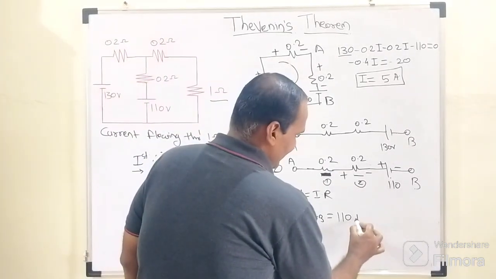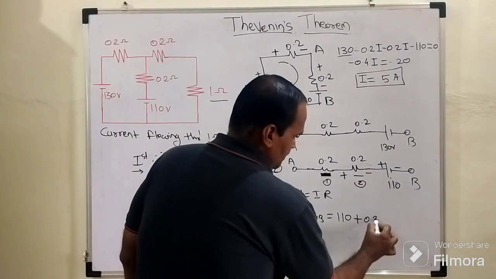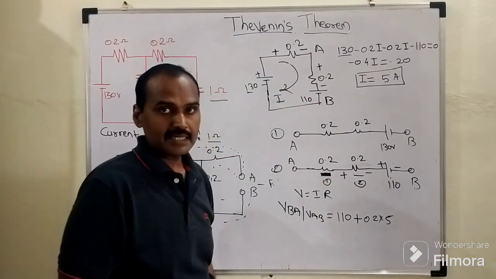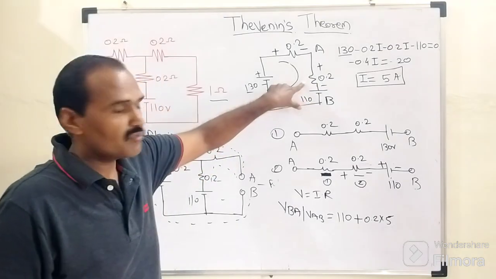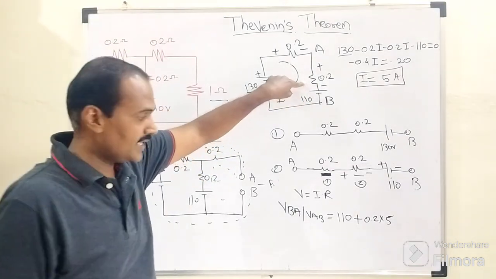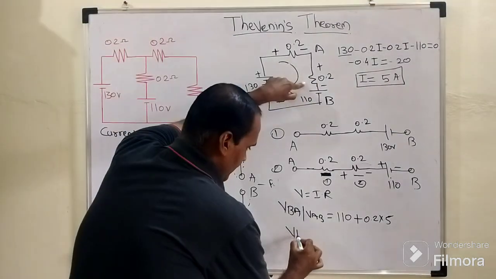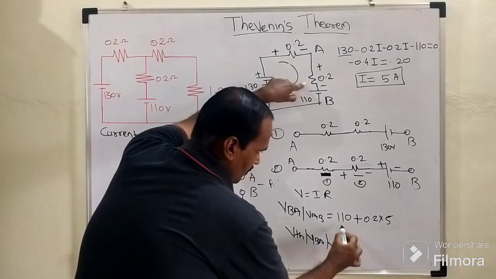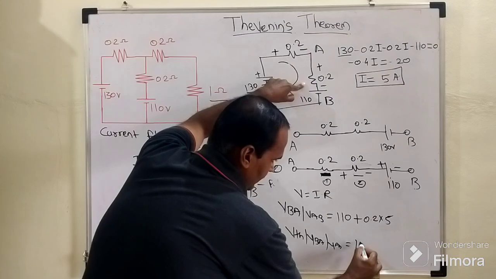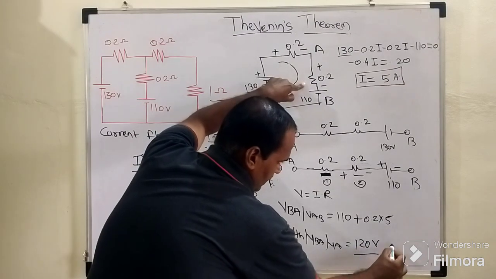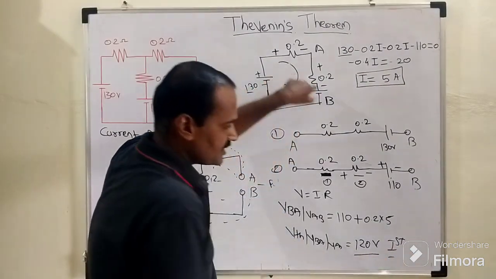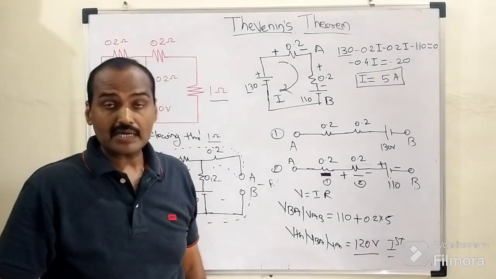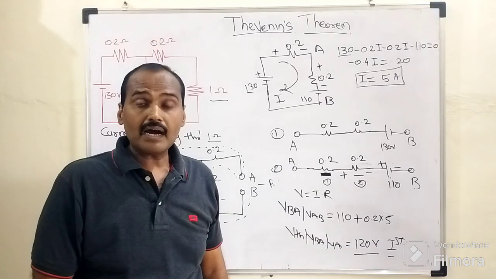So it will become 110 plus 0.2 into 5. That is nothing but the desired current flowing through that resistor. So our Thevenin voltage, VBA or VAB, equals 120 volt. This will be the first step. Here VTH equals 120 volt. After that we need to determine the Thevenin resistance.